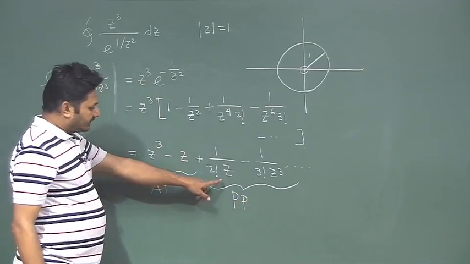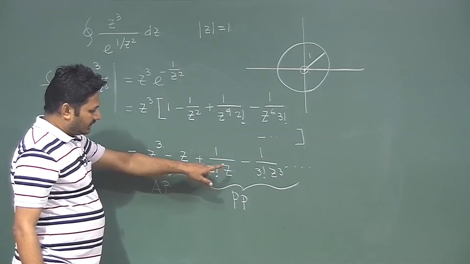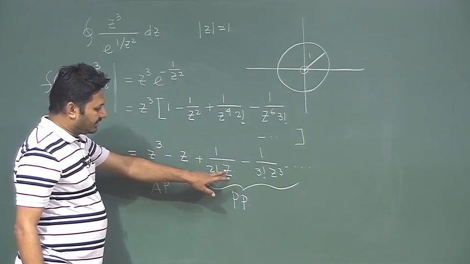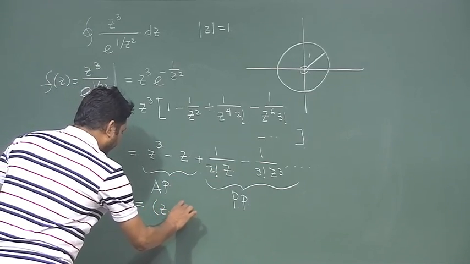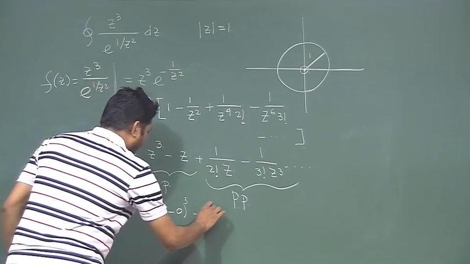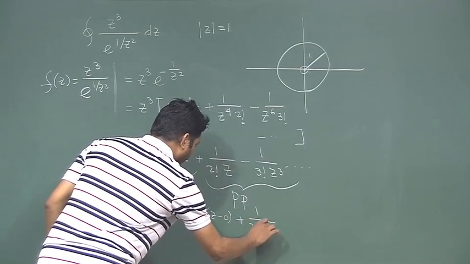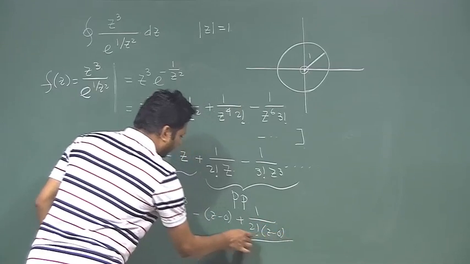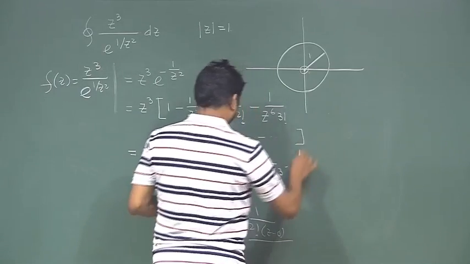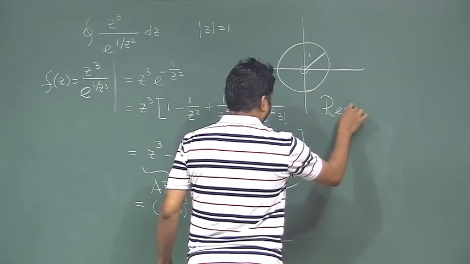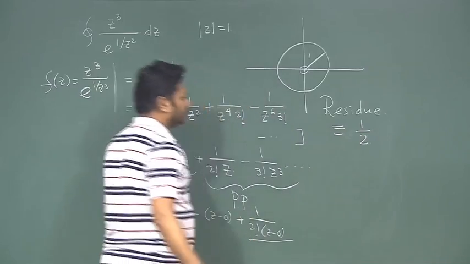And we know that the residue is nothing but the coefficient of 1 over (z minus the point where the singularity is). So, here the singularity is at z equal to z0. That means I can write this expression in principal part in this way: (z minus 0) cubed minus (z minus 0) and then 1 by factorial 2 times 1 over (z minus 0). So, that means my residue is coming out to be half. So, my residue here for this case is coming out to be half.